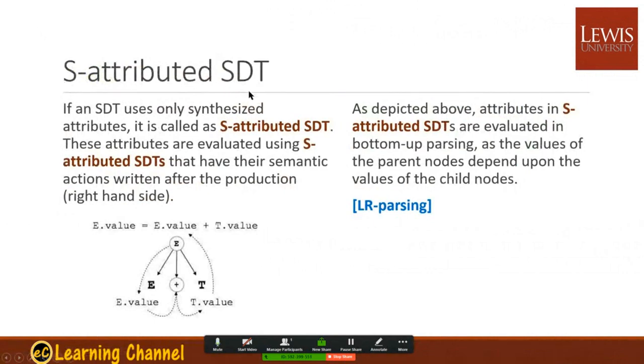S attributed SDT. So S type is a synthesized type attribute. Let's look at this. We have E equals E plus T, and then we will write down like this. As depicted above, the attributes in S attributed SDT are evaluated in bottom-up parsing, as the value of the parent node depends upon the value of the child nodes.